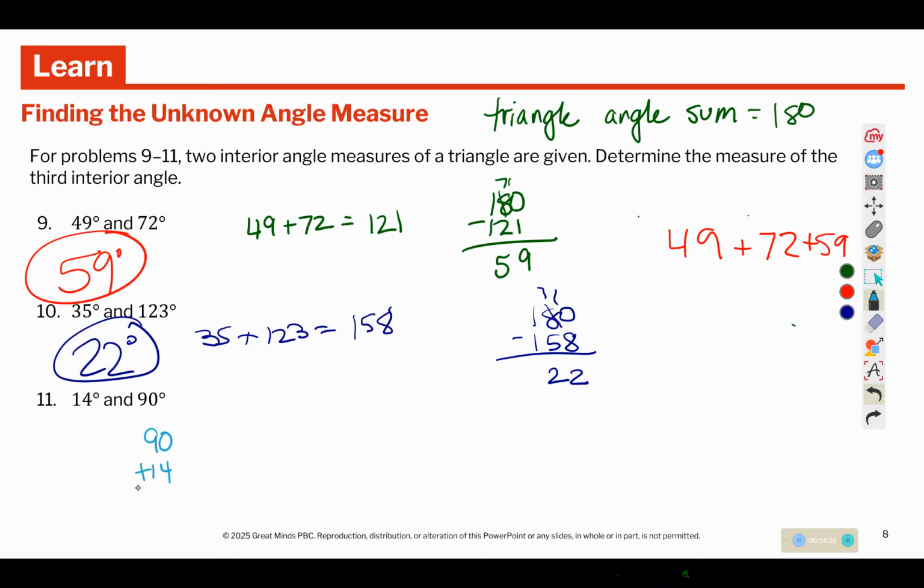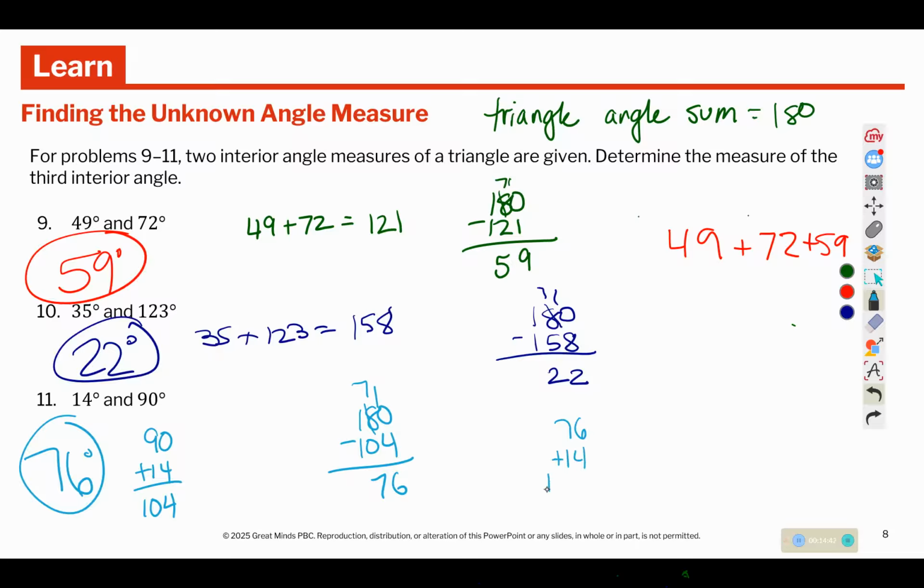90 plus 14 is 104, so to figure out the missing angle, we subtract from 180. 7 minus 0 is 7. Then let's confirm. 76 plus 14 plus 90. Does that equal 180? And it does. So our missing angles are 59, 22, and 76.